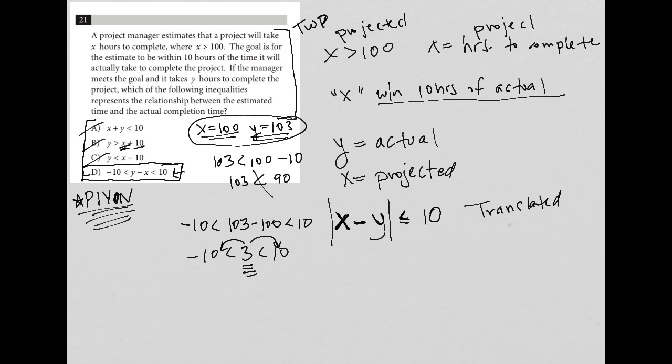And when I take a closer look at it, I see that I could have got that by simplifying my translation here. If you recall, I'm not going to do this, but if you recall, when you have absolute value, you can break this into two separate equations, or inequalities in this case, in which case we would literally have something that looks a lot like choice D.